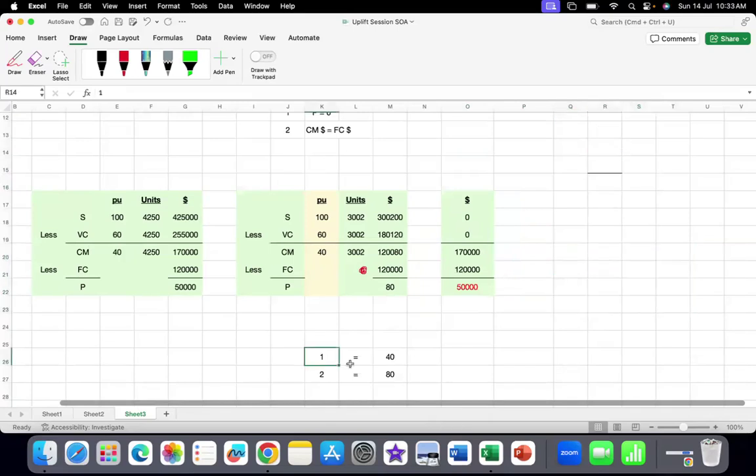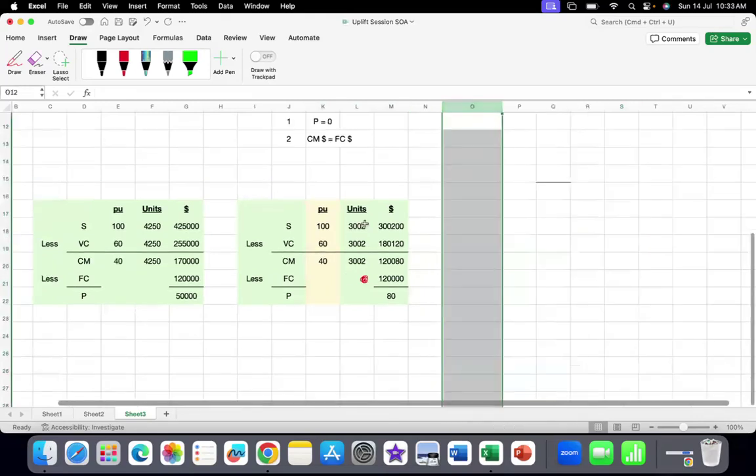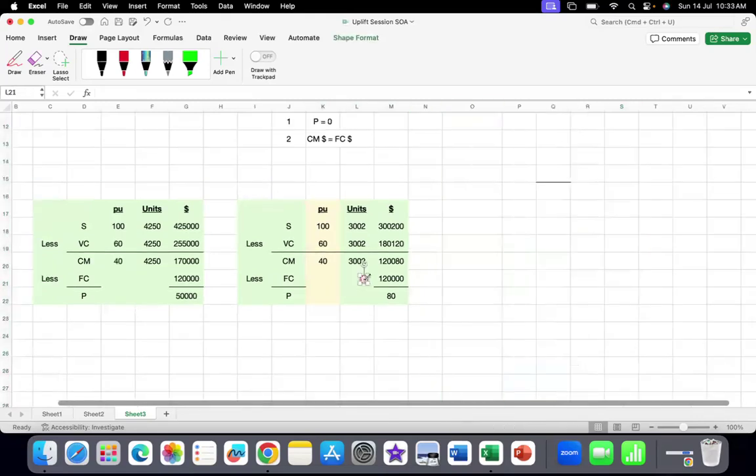Because you have calculated the break even point and you have the things in place, the management can also ask you to calculate a safety level. So they told you that they wanted a profit of $50,000, and you gave them a figure that, look, produce 4250 units and you would be at a profit of $50,000.